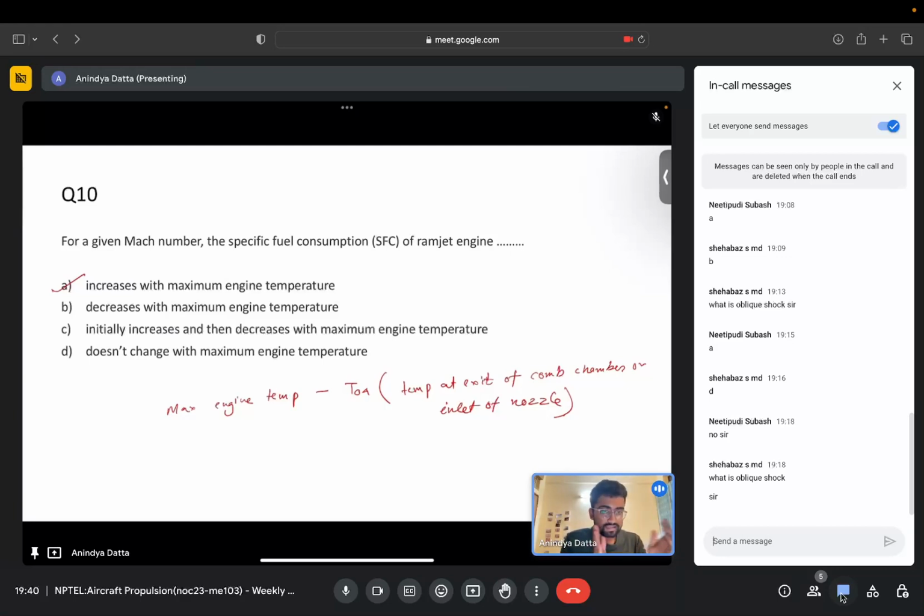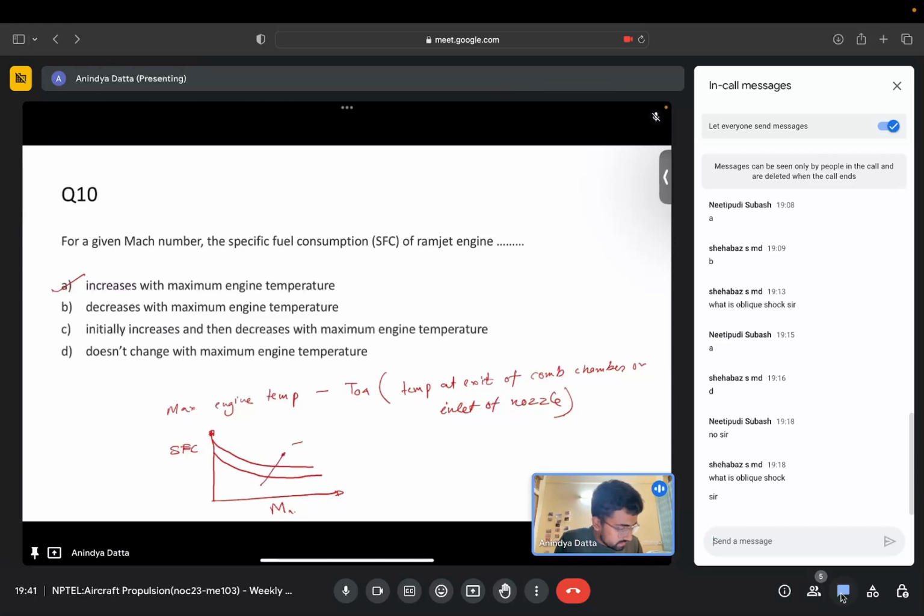So think logically. If you want to achieve more engine temperature, we have to increase the fuel consumption, right? Burn more fuel. If you burn more fuel, you will get higher temperature. Okay, so there is this plot we can see. This is SFC versus Mach number. Okay, so this plot goes like this.